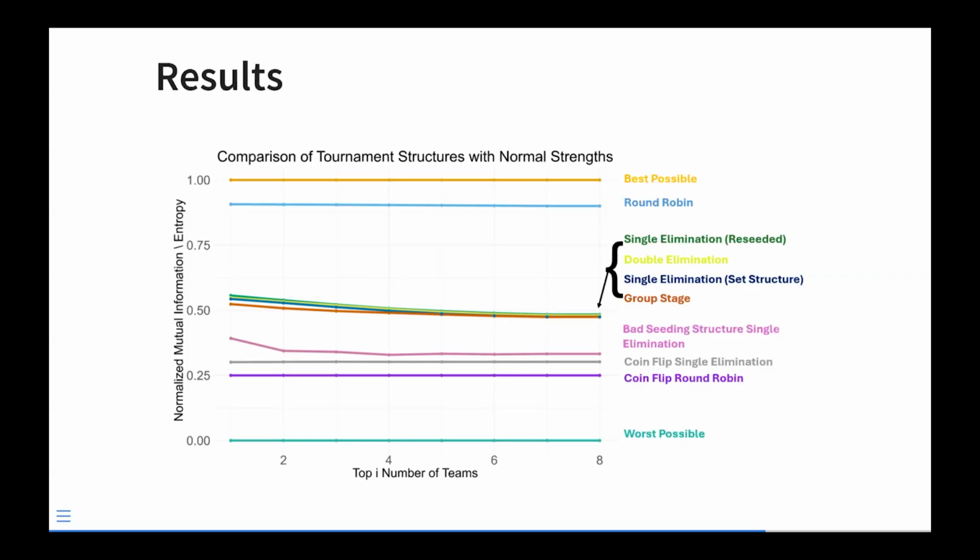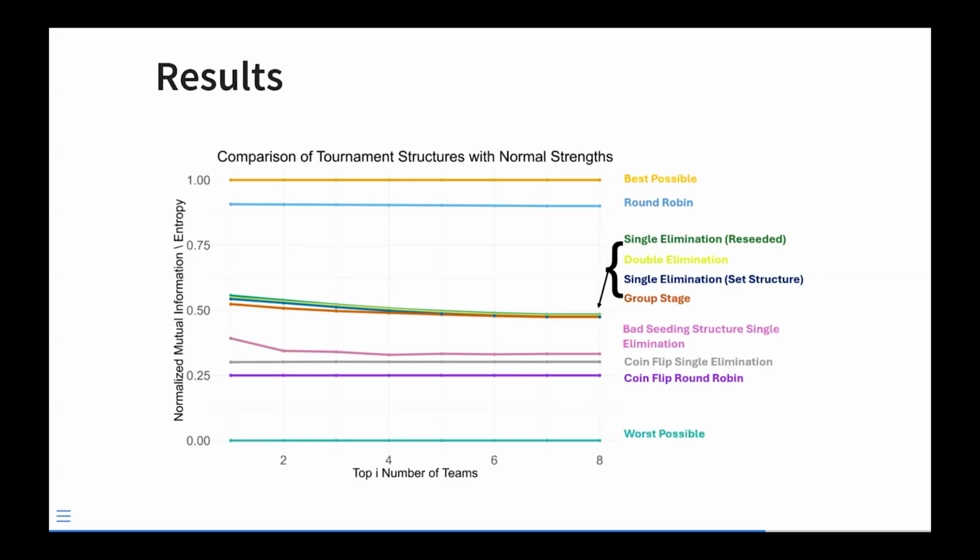And then we have coin flip single elimination. Still 50-50, but single elimination. The reason this is slightly higher is that the 1 seed plays the 8 seed in the first round, so the 1 seed and the 8 seed cannot end up in the final. So there is some information to be gathered from that based on how the seeding is structured. Next, we have in pink here, bad seeding structure. This is where 1 plays 2 in the first round, 3 plays 4, and so on. You can see it still does a decent job of getting the top team right comparatively.